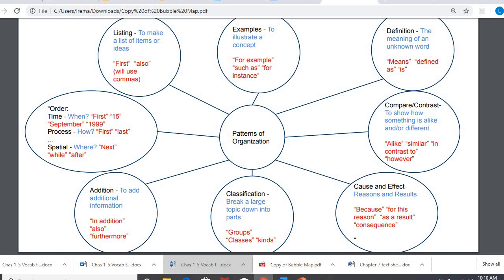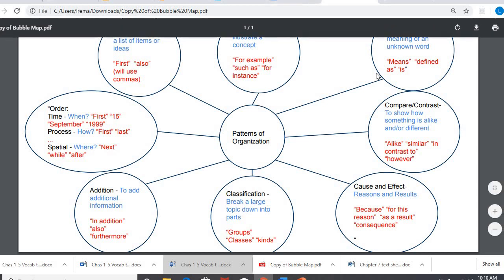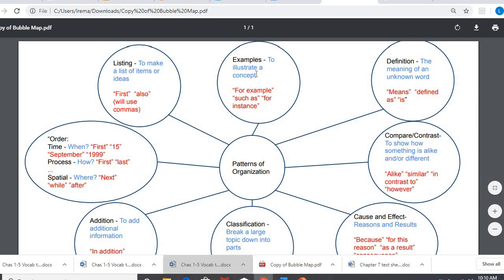So what I did was I put all 10 of our structures inside this graphic organizer. Anything in black, I wish that would stop popping up, anything in black is the name of the pattern. So we have addition, classification, cause and effect, compare, contrast, example. Those are all the structures or the patterns. There are 3 orders: time order, process order, spatial order. That's why I just put those all together.